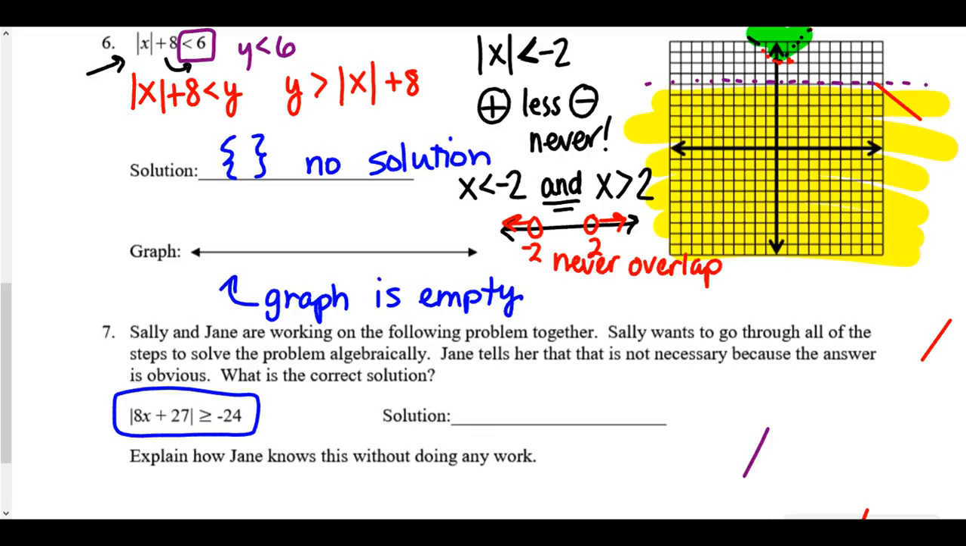Okay. So the opposite thing's going to happen down here with Sally and Jane. So what's the correct solution on this one? We have when is the absolute value, which is always positive, greater than or equal to a negative, and the answer to that is everywhere. So our solution would be all real numbers. If we were to make a number line solution, we would have shaded the whole number line everywhere. Anything you plug in, the left side is always going to be greater than or equal to the right side.